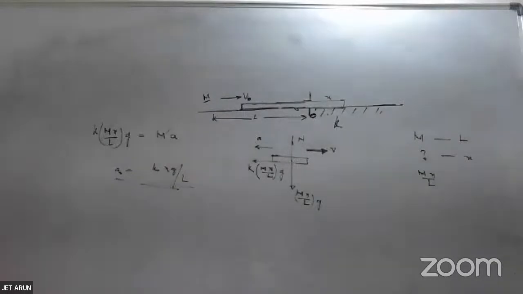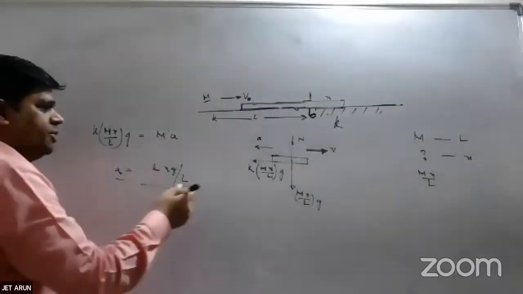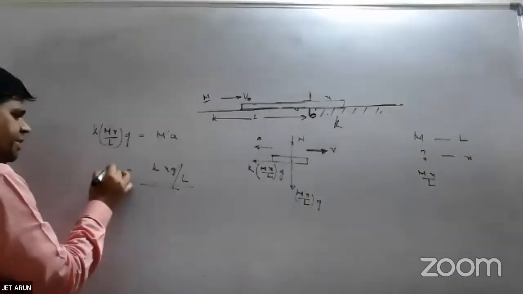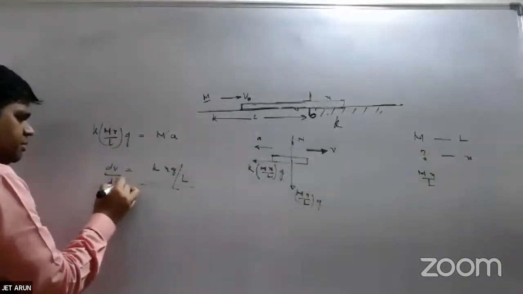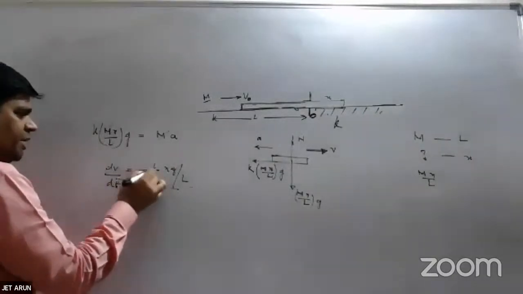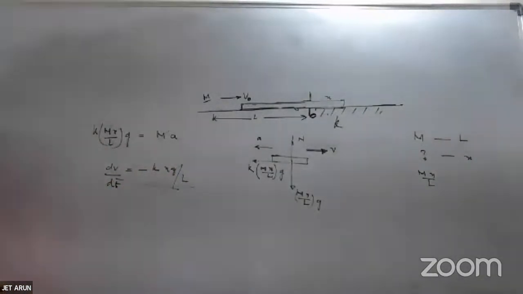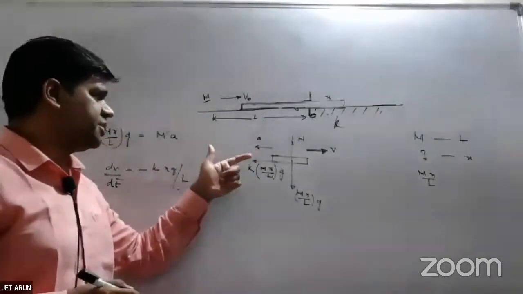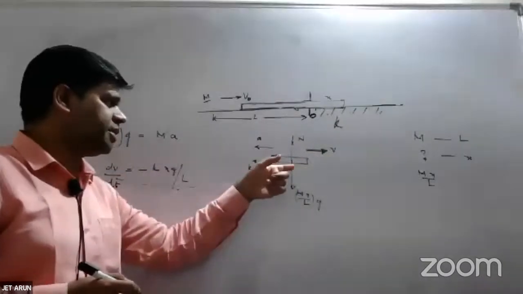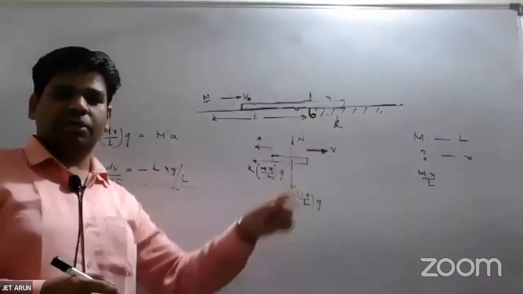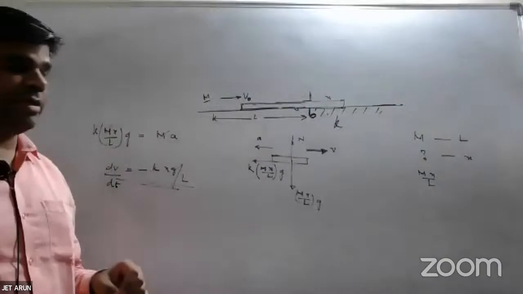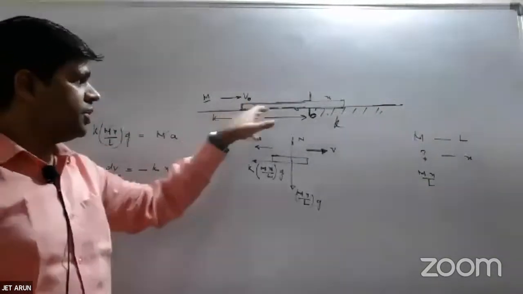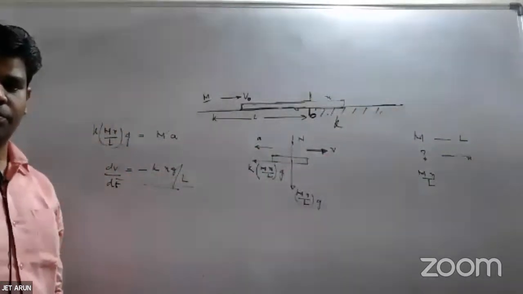I get a, which is opposite in direction now. So if I write this as dV by dt is equal to minus mu xg by L, because V is towards right, a is towards left. So acceleration is opposing velocity, that's why the rod will retard. Eventually it will stop. The requirement is, what should be the velocity V naught such that the whole rod enters this frictional region.